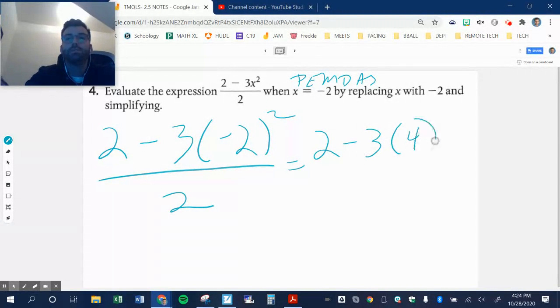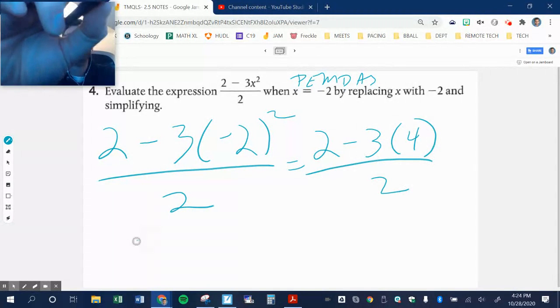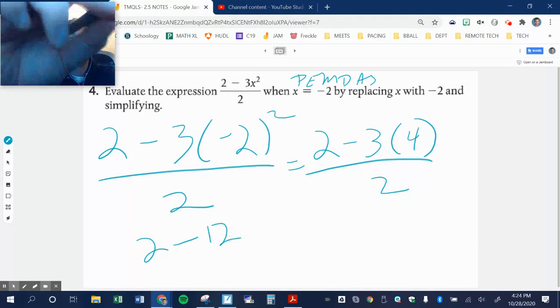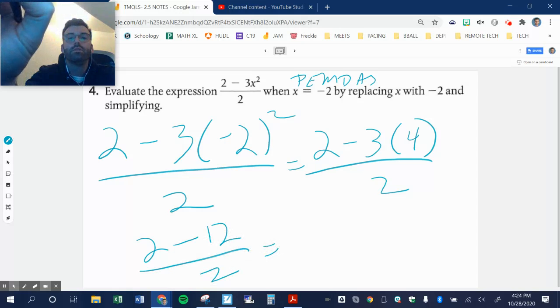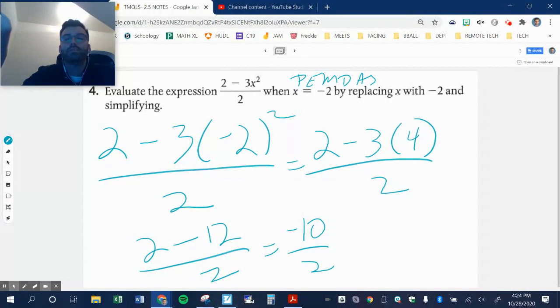-2 times -2 is 4. 2 minus 12 over 2. Remember, 3 times 4 is 12. Bring that negative down. 2 minus 12 gives me -10. -10 over 2. -10 divided by 2 gives me negative 5.